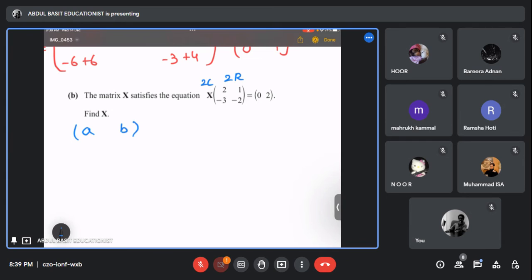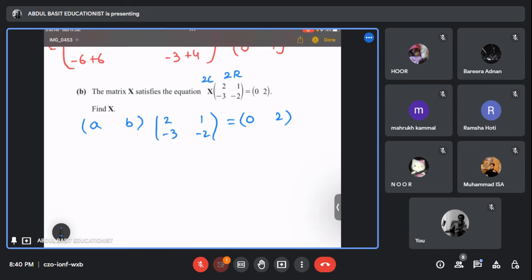Is this clear? This is what x is. 2 columns. We need 2 columns. We cannot have 2 rows because we cannot multiply them then. Okay, so 2 minus 3, 1 minus 2, that is equals to 0 2.